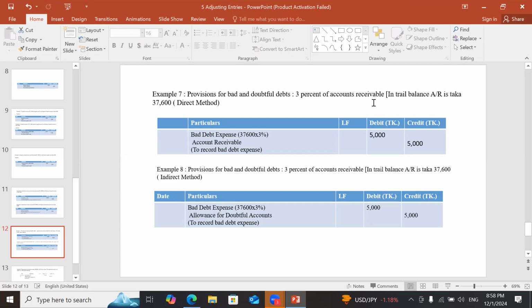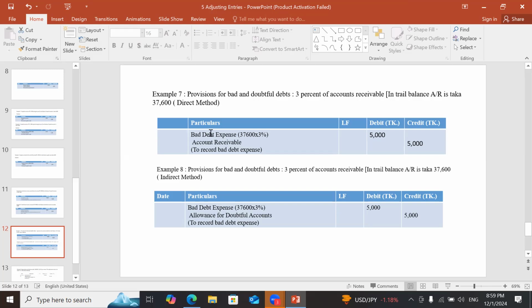3% of account receivable. In trial balance account receivable is taka 37,600. There are two methods, direct method and indirect method. Provision for bad and doubtful debts. That means some portion of account receivable you will not get. This is the loss for you.